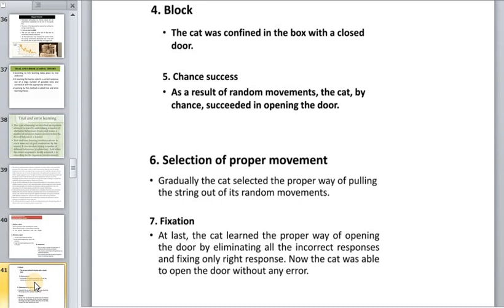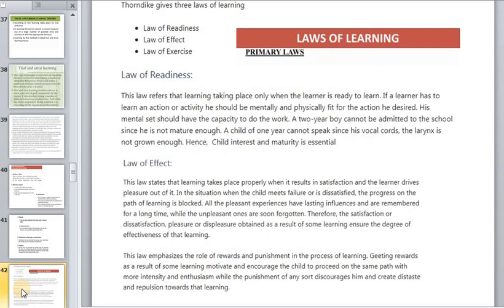And here we see one more block. The cat was confined in the box with a closed door. Chance success as a result of random movements. The cat, by chance, opened the door, a selection of proper movement. Gradually, the cat selected the proper way of pulling the string out of its random movements and fixation. At last, the cat learned the proper way of opening the door and found the food.